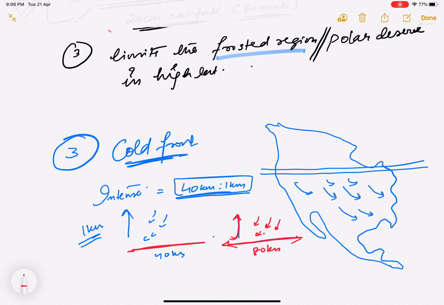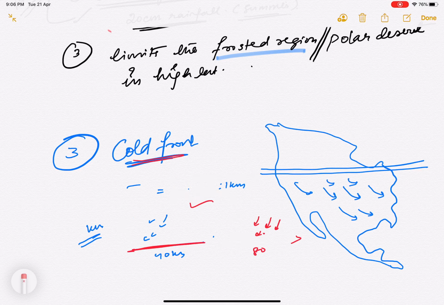But over here, what happens in the cold front? Though it gives precipitation, the precipitation is intense. That is, they give more precipitation in less area. Warm front, what does it do? More precipitation in larger area. But here, more precipitation even in the lesser area.